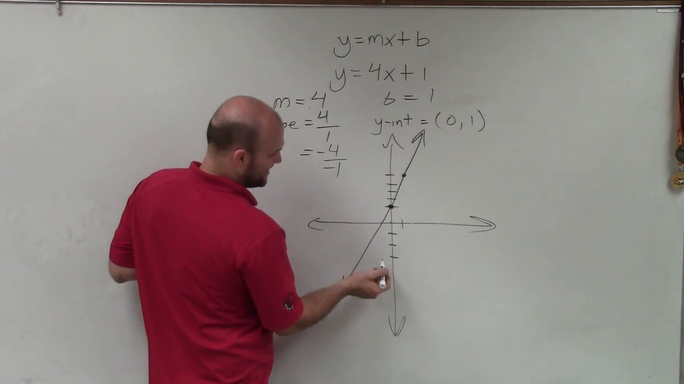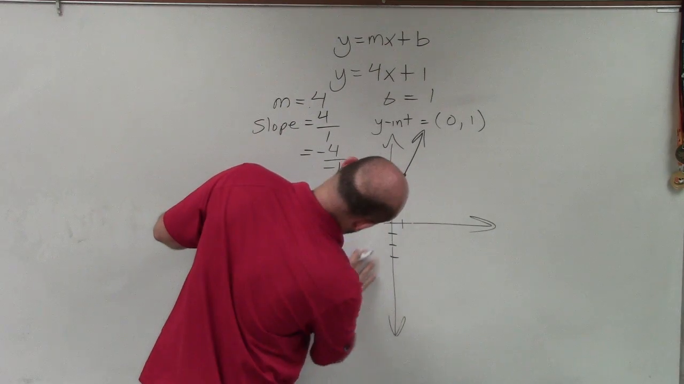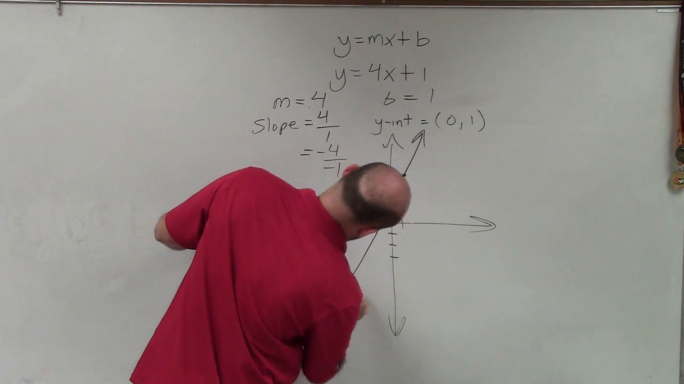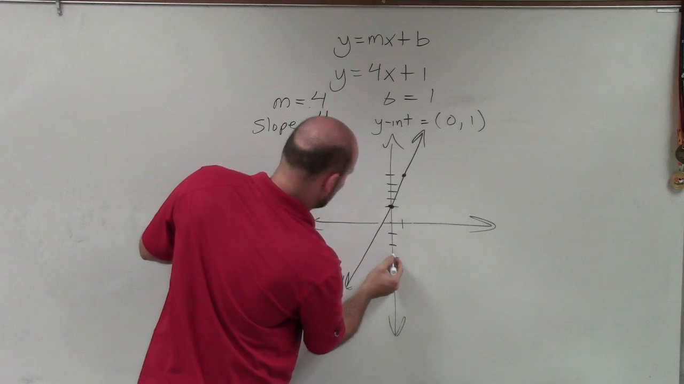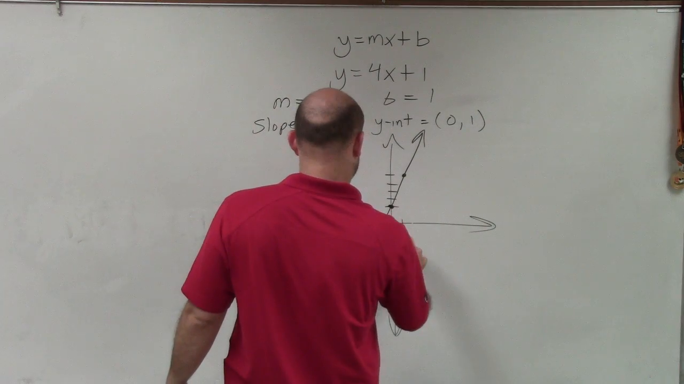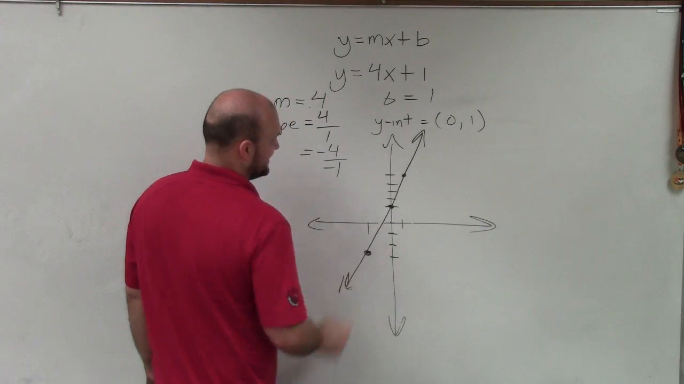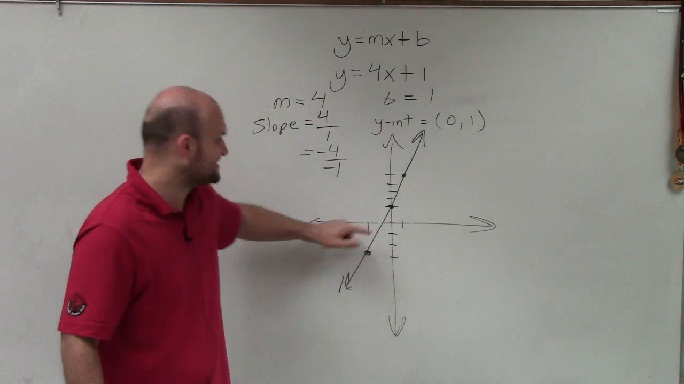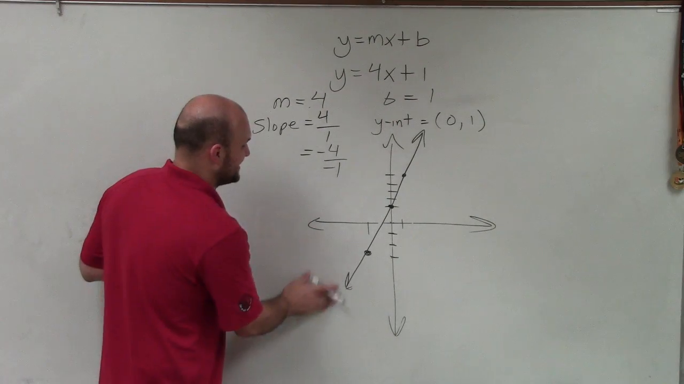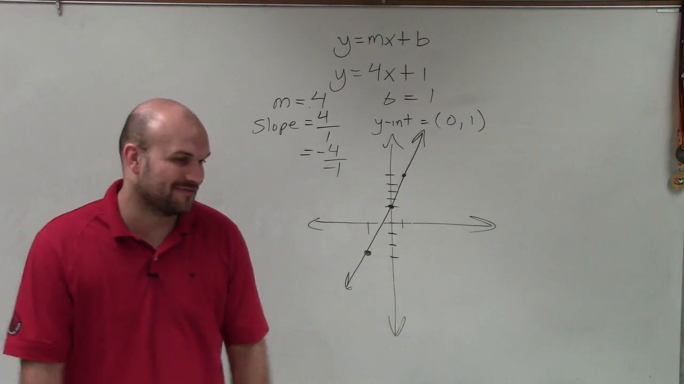Yeah, my graph is pretty off. There you go. 1, 2, 3, 4. Well, my numbers aren't even close. But you could go down 4 to the left 1, and you could see that it'd be on the same line. So sorry about my graphing problems.